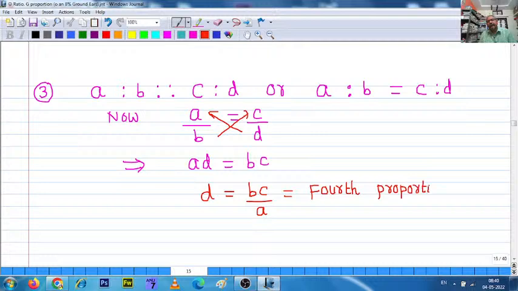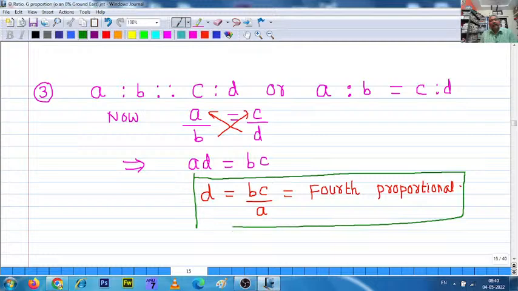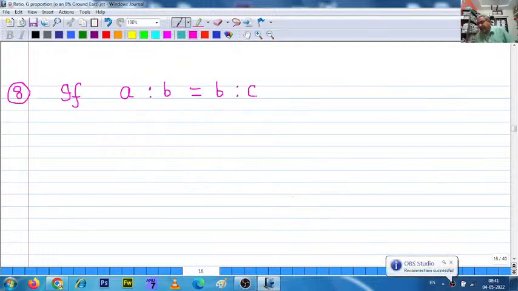In the examination, you will be asked to find out the fourth proportional. How to find out this fourth proportional? See, simply multiply the means and divide by A. So B into C by A, comma B comma C.